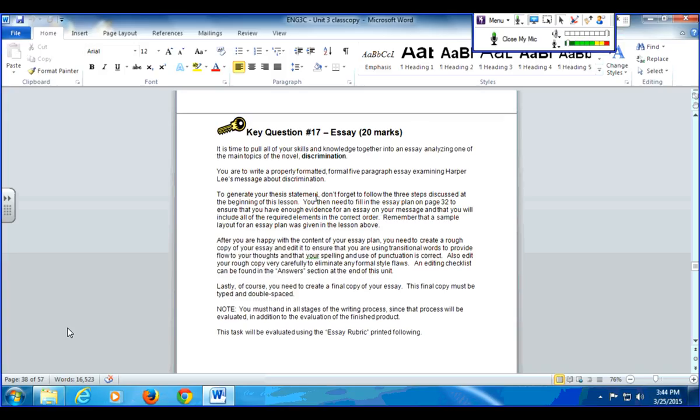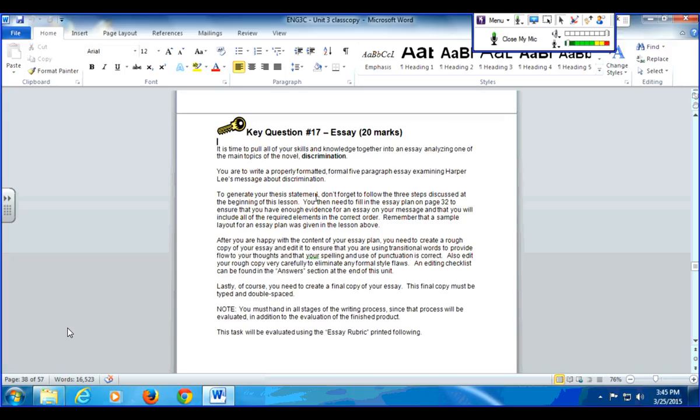Then you need to fill in the essay plan on page 32 to ensure you have enough evidence. Then you're going to do your rough draft. Once you're done with the layout of it, your rough draft can be done either on computer or by hand. I'll show you tomorrow how you can set up on a computer. And then you have to edit it to make sure your thoughts are correct, everything ties together, and your use of spelling and punctuation is correct. You also want to edit your rough copy. There's an editing checklist following the support questions, and we'll go over that as well. When you create a final copy of your essay, this final copy must be typed and double-spaced.